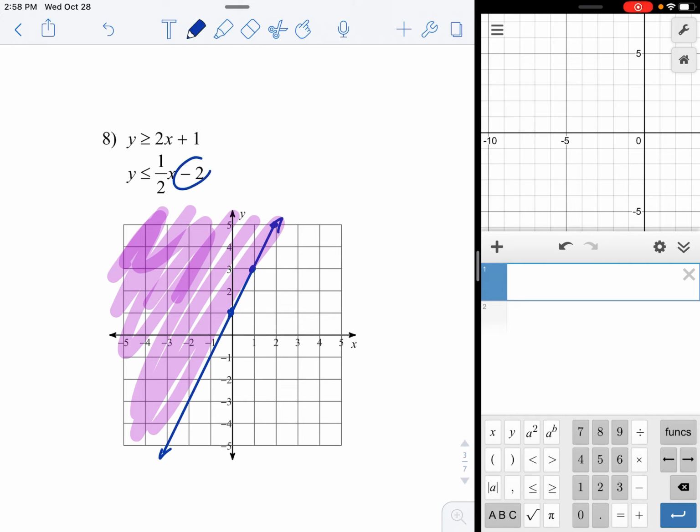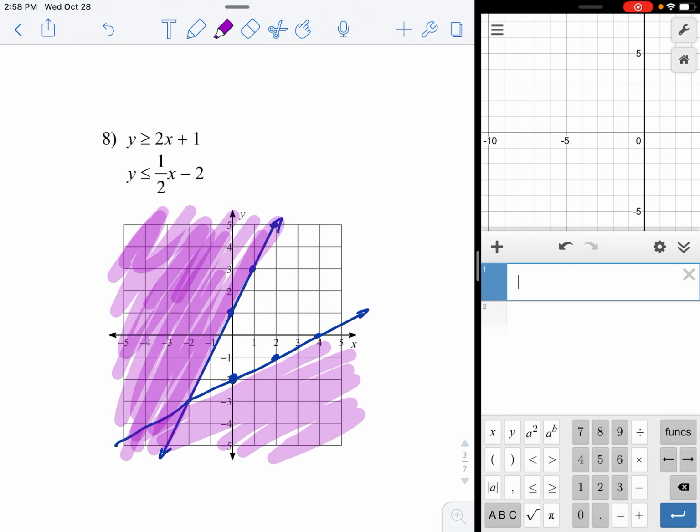The next one, negative 2 is the intercept. The slope is 1/2, up 1 over 2. This is also a solid line. And with a less than, you shade below the graph. So we got one above and one below. Where do they overlap or intersect each other?